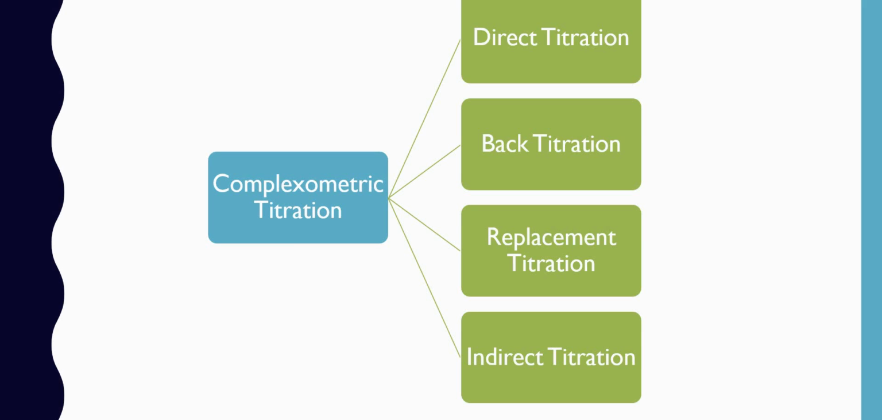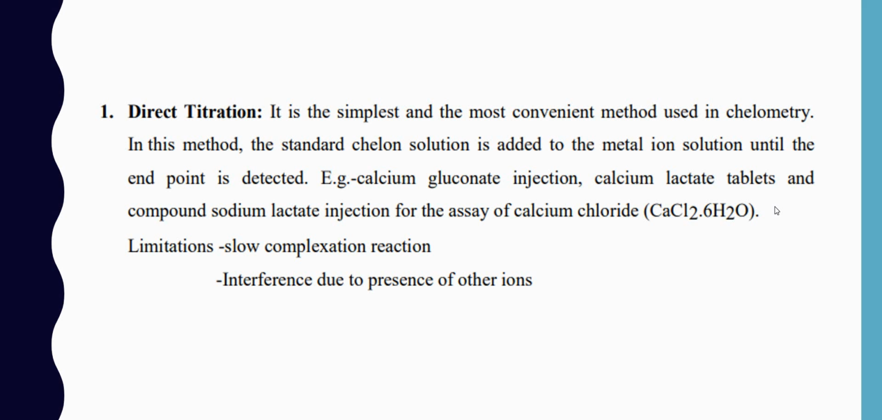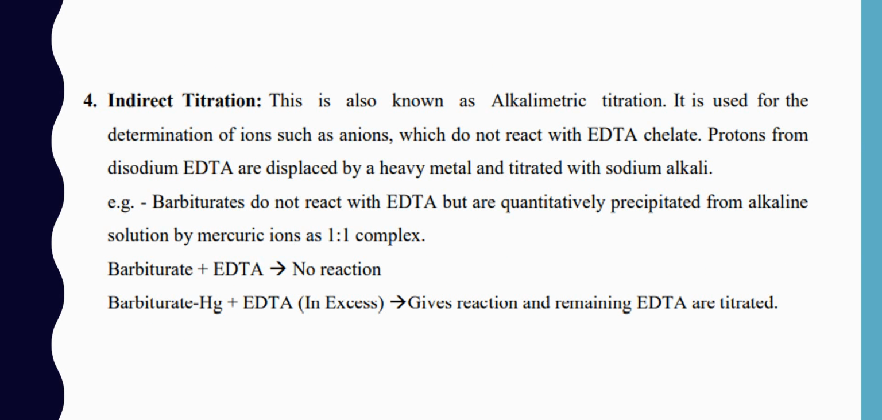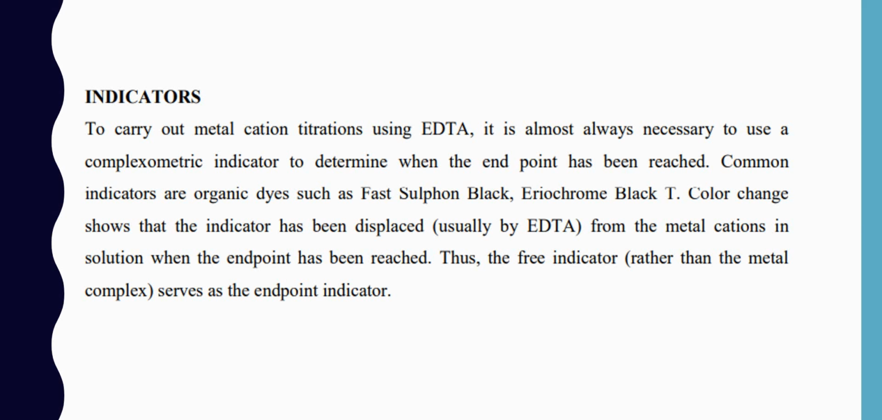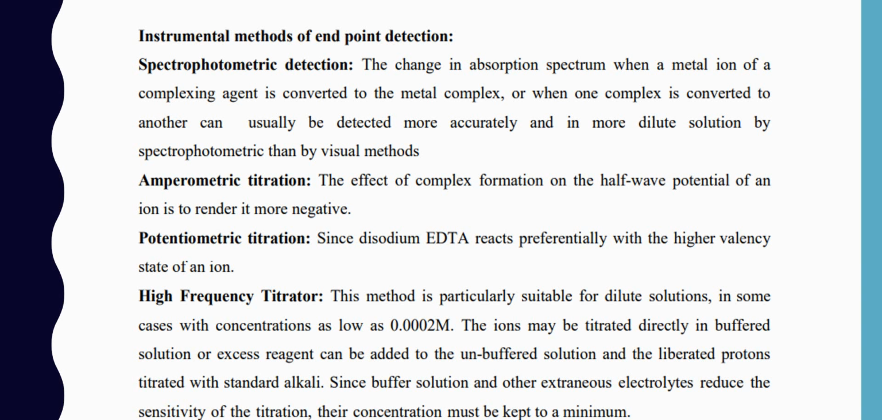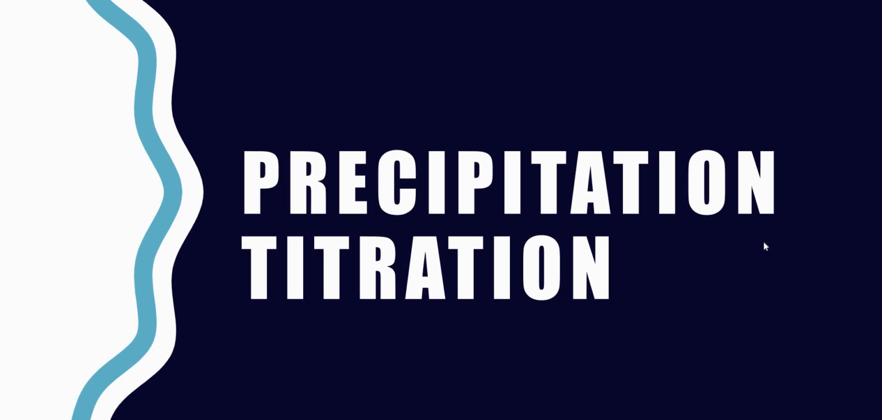Complexometric titration can be performed in a direct way, by back titration, replacement titration, and indirect titration. How we will perform direct titration, back titration, replacement titration, and indirect titration, we had discussed already. Then indicators in this complexometric titration. So here are the indicators that we use in complexometric titrations. Instrumental methods for endpoint detection. So these are different instrumental methods by which we can detect the endpoint, in complexometric titration or different titrations.